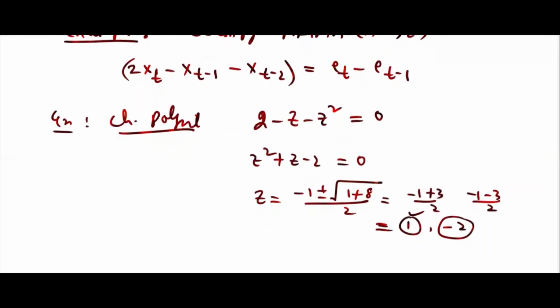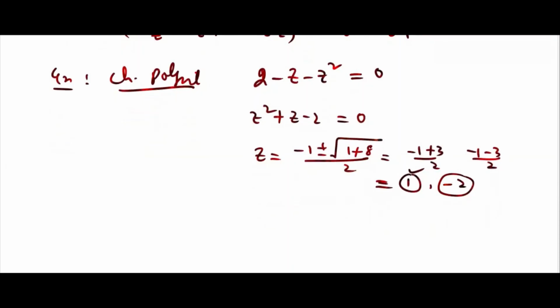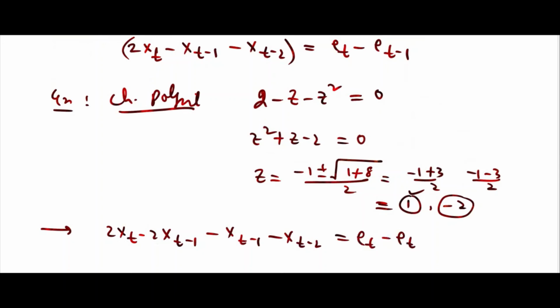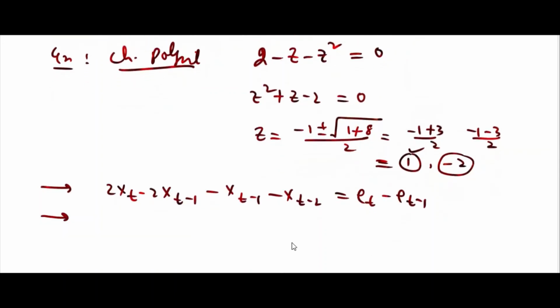Then you try to apply differencing. Then you come back, I'll write this way: 2xt minus 2xt minus 1, then minus xt minus 1, then xt minus 2. Then I will do this way. This is the common method. But the problem here is it's not correct. That's what I want to say.